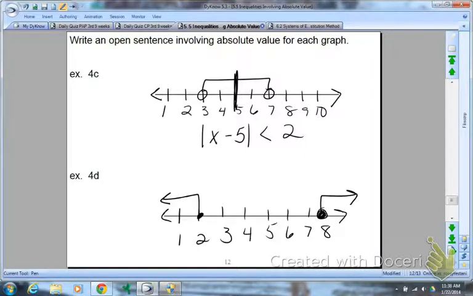Okay, let's look at example 4D. Is this an and or an or? Or. What word goes with or? A greater than, so it's absolute value of x. Now, what's in the middle? 5. So that will be x minus 5. And how many places did we have to go? 3. So it's absolute value of x minus 5 is greater than 3.